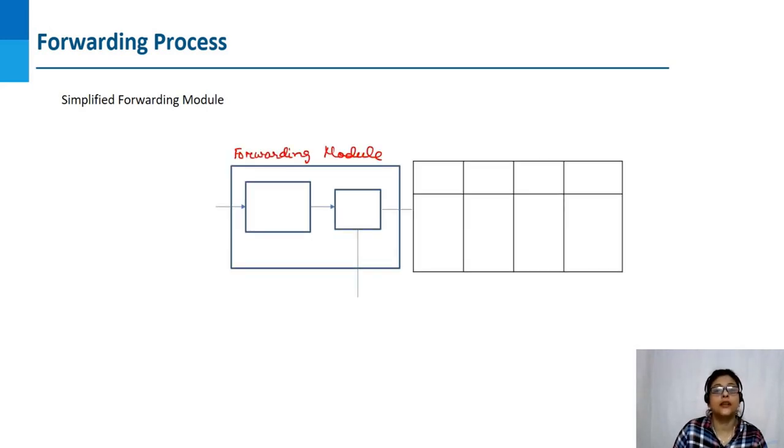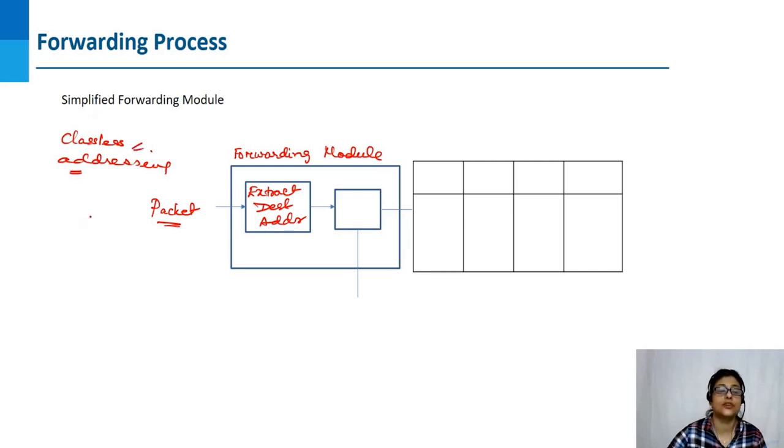So this is the nature of the simplified forwarding module. We have the packet coming from one side. This packet basically goes to extract the destination address, because we must understand here that we are using the classless addressing technique, because classful address is a part of classless addressing. Here we assume that the host and the routers use classless addressing. For classless addressing, the destination address must be extracted by using the masking technique.